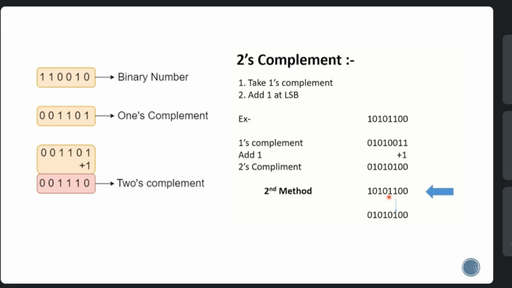So, 001101 plus 1. So, yung two's complement niya is 00111. Two's complement. Ayan. Sa right side, take one's complement and add one at LSB. For example, yung nasa right side, yung 10101100.